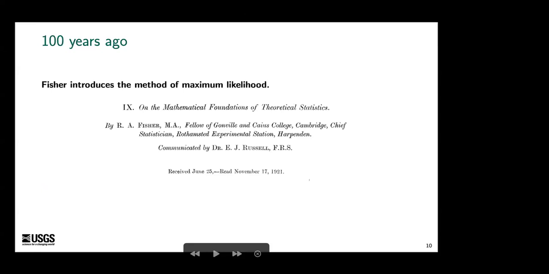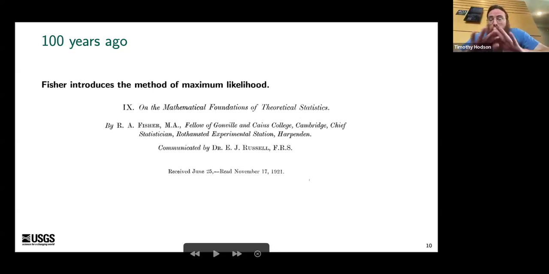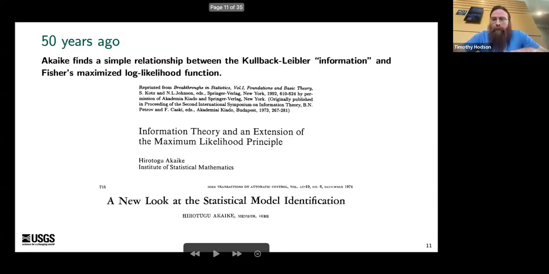Okay. So about 100 years ago, Fisher introduced this method of maximum likelihood. These ideas had been bubbling well before him, but Fisher was certainly seminal in all of this. And about 50 years ago, a gentleman by the name of Akaike finds a simple relationship between this KL information concept and Fisher's maximized log likelihood. And these are the first two main papers about it.